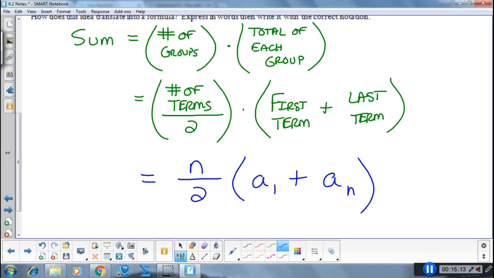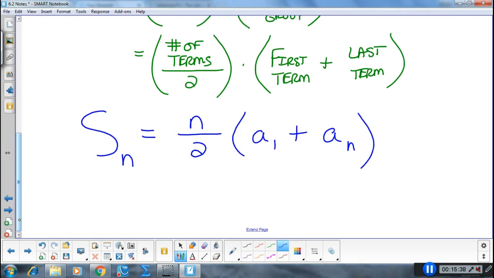And that is how we find the sum of the first n terms. We reserve capital S for sum. Okay? Thinking way outside the box on that one. Okay? So this is Gauss's technique to find the sum of any arithmetic sequence.